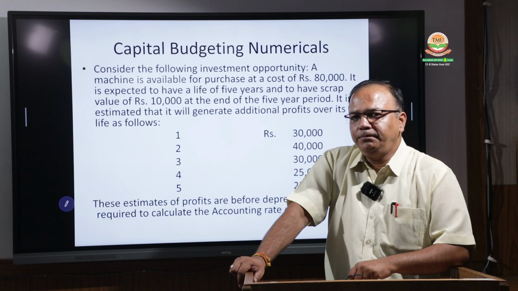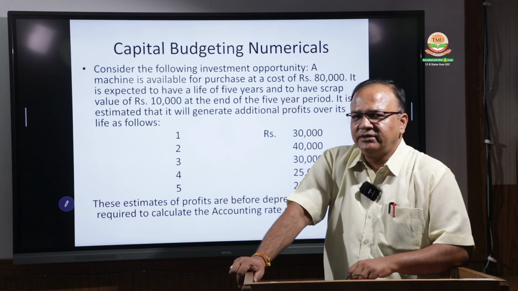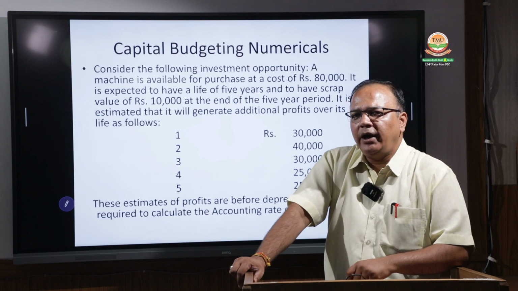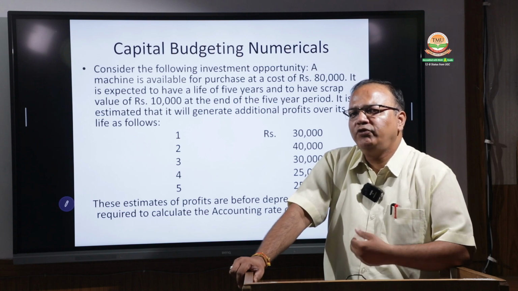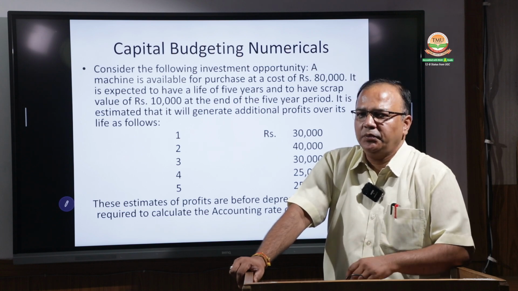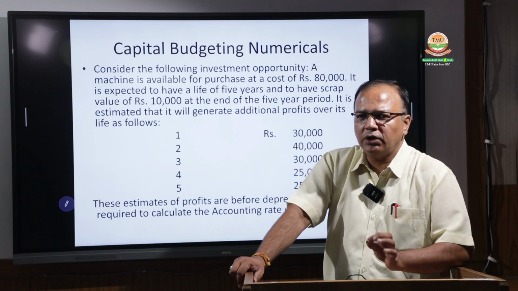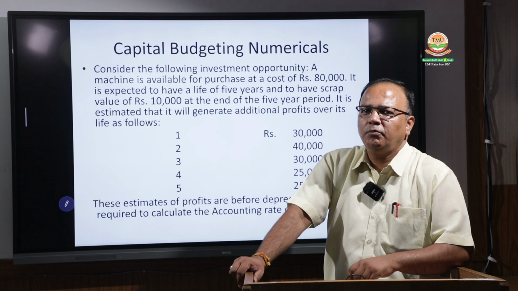Average investment. In Formula 1, we add scrap value. And in Formula 2, we don't add scrap value. So now it depends on you which formula you want to use. Both are accepted.